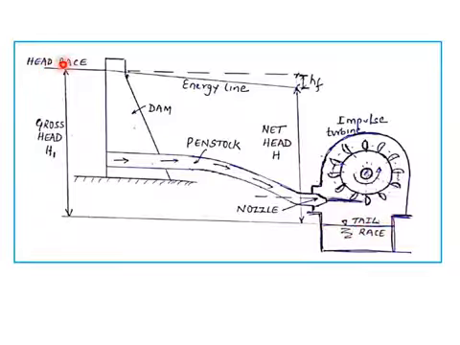The difference between the head race and the tail race when no water is flowing is known as the gross head. This difference between the head race as well as the tail race is known as the gross head, and is also known as the static head, or the total head.